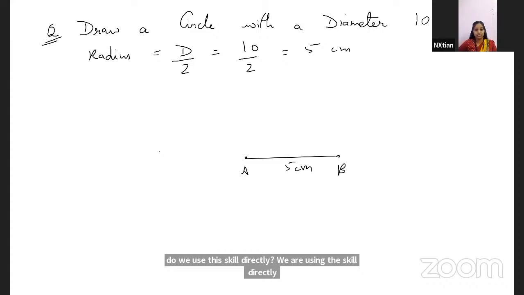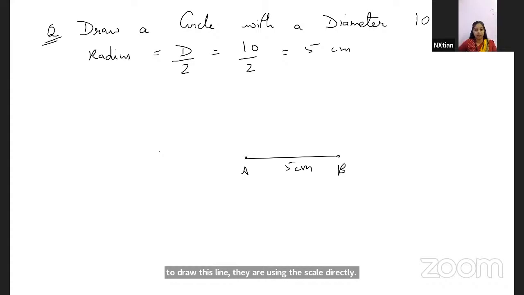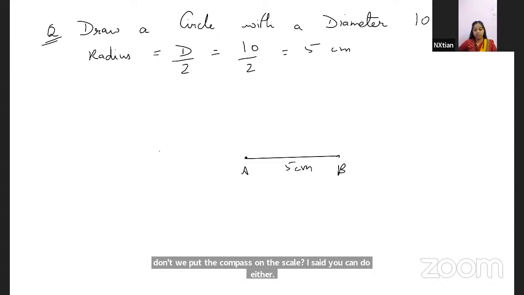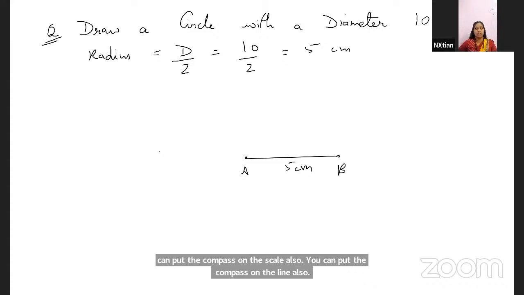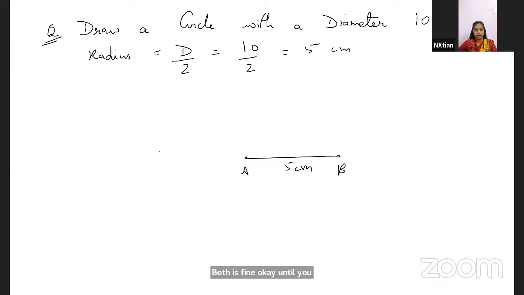Okay. Why don't we put the compass on the scale and measure? I said you can do either. You can put the compass on the scale also. You can put the compass on the line also. Both are fine. Until you are getting the measure correct, you can use any. Now open your compass to the radius 5 centimeter.